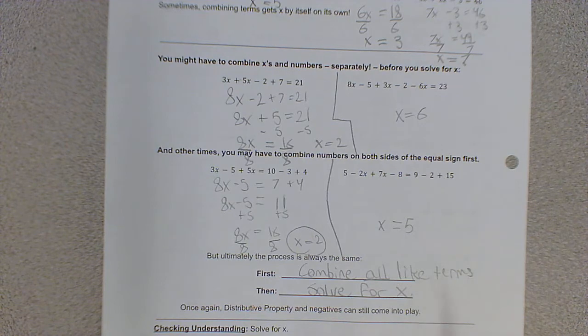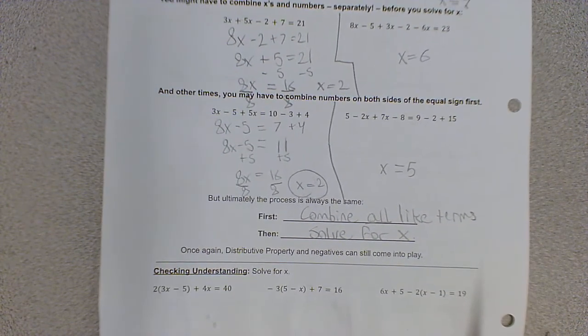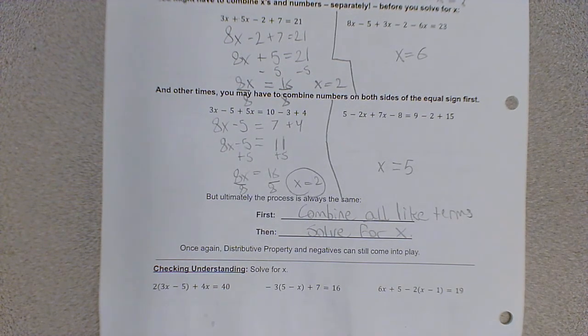So, once you've got all that down, we're going to go ahead and try the checking understanding. Just like the last time, you're going to see distributive property and negatives around. Go slowly with these questions. Make sure you understand what's happening and how to combine through every step.